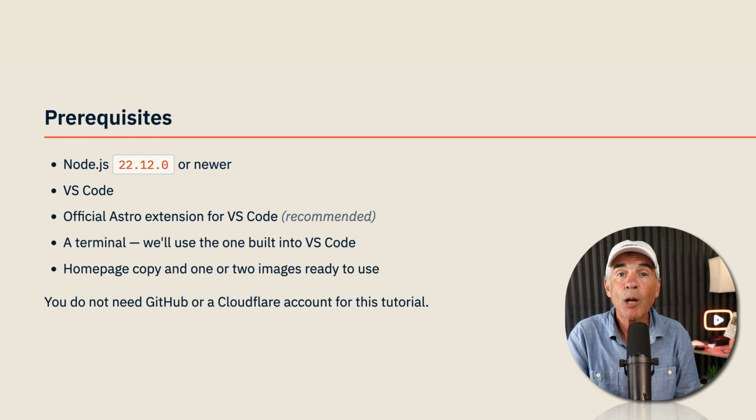The prerequisites are the requirements to get started using Astro. You need to have Node.js installed on your computer. You need an IDE or a text editor that you can work with code in. I will be using VS Code. We're going to be using the terminal inside of VS Code. And if you're building a website, well, you just want to gather the assets that you want to use on your website, like images, text, etc.